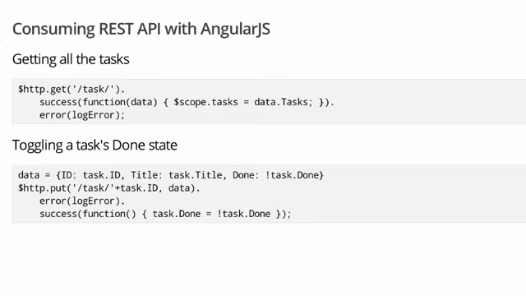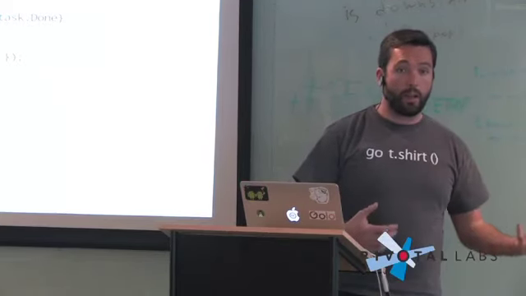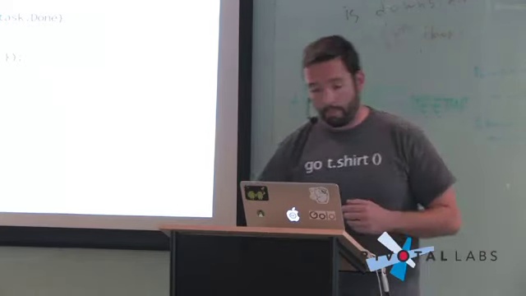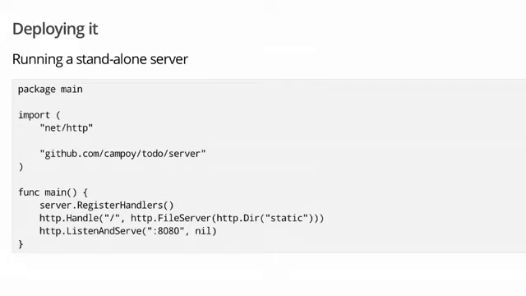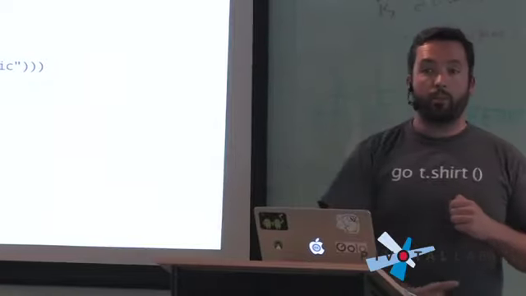So with that, we're only missing one little fact: now we have something that is able to handle our REST API and something that handles the web UI. How do we put all of this together? I defined this register handlers method. It's part of our server, and what it does is register all the API methods on the HTTP package.